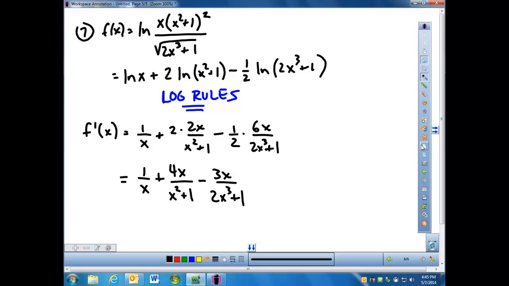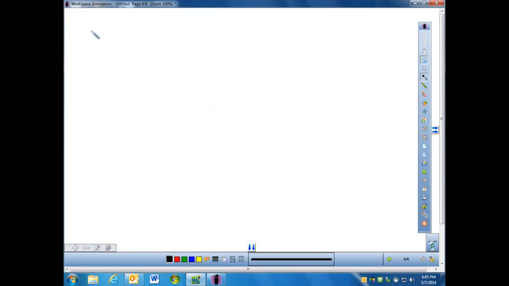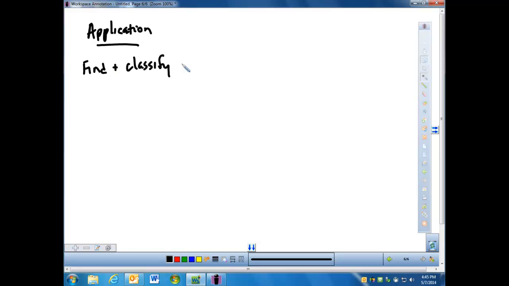Alright, last thing we're going to do here on this video tonight is just to do an application with these derivatives. And so what I'd like you to do is find and classify the critical points of the following function. Remember how to do that. A couple step process here. Again, if you want to push pause and try to do it on your own before I show you how to do it, go for it. So x minus the natural log of x.